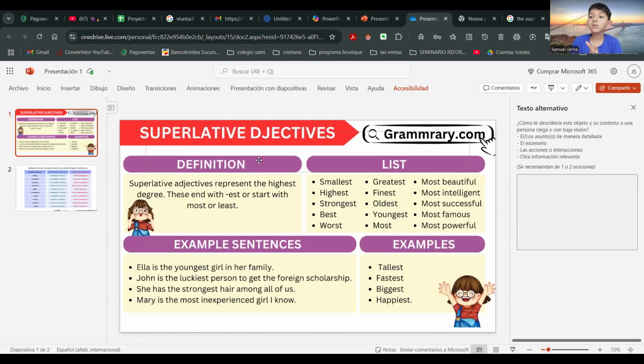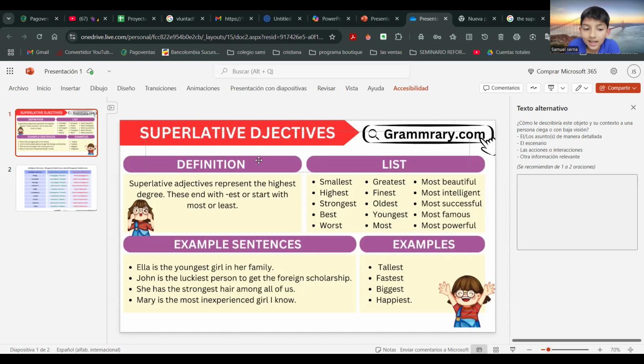Worst. The meaning of worst is bad. But in the superlative adjective I don't use bad or baddest. No. I use worst. This is worst. Worst and best are in the superlative adjectives.